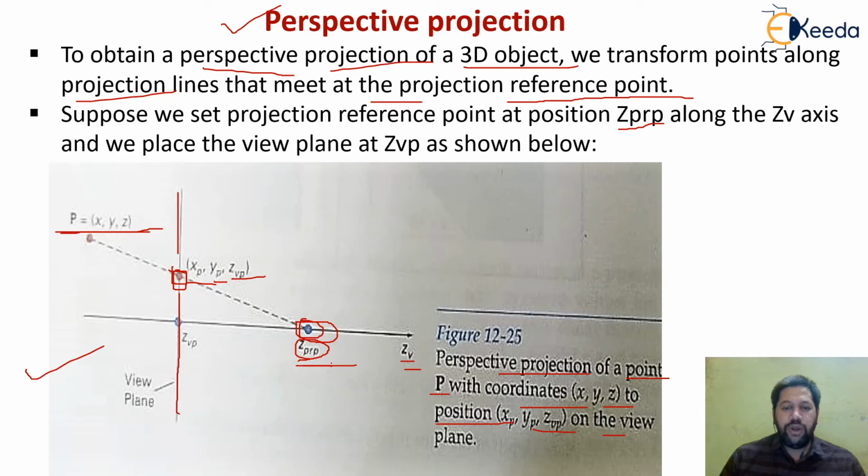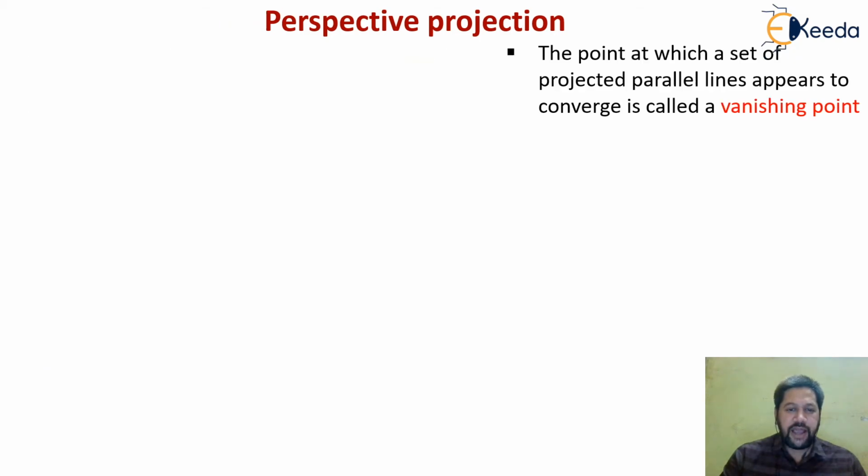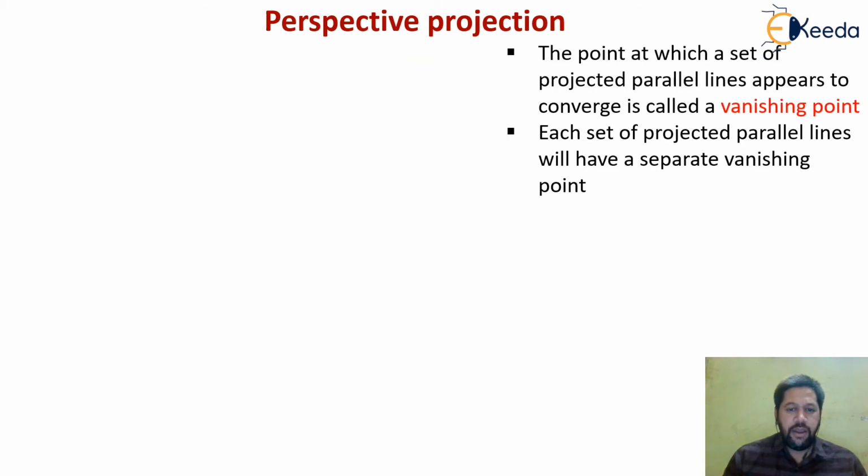I'm having only one slide where we are going to discuss a similar perspective projection. We have one more slide to be discussed, and then we conclude our session. So let us understand the diagram directly. We have the vanishing point, which comes under the perspective projection. The point at which a set of projected parallel lines appear to converge, meaning the point where all these projected parallel lines converge, is called my vanishing point.